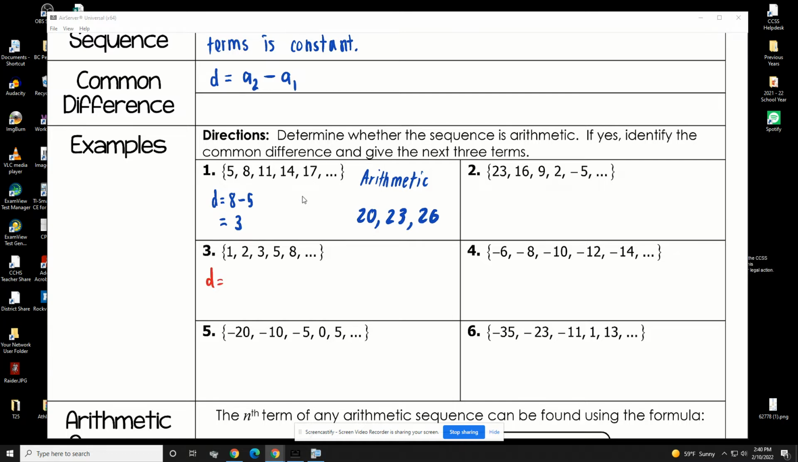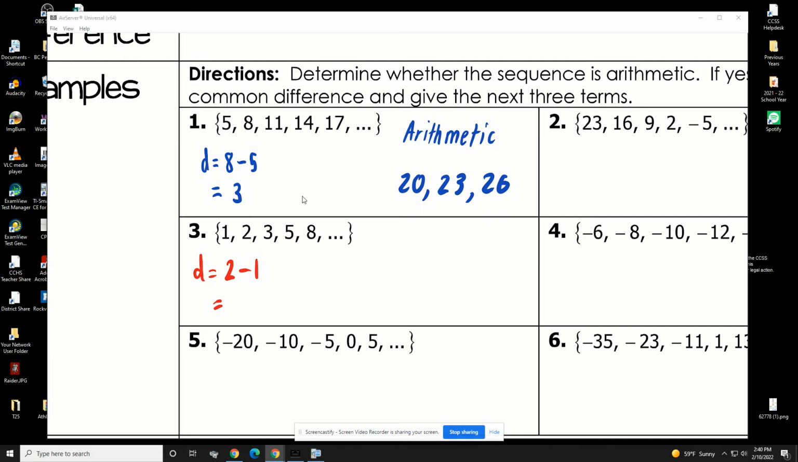Let's take the second term, 2, and subtract the first term, 1. Well, 2 minus 1 is definitely 1. Let's check if that's what's happening. Does 2 plus 1 equal 3? Yes. Does 3 plus 1 equal 5? No, it does not. I don't care that 2 plus 1 gave me 3. It's got to happen every time. It has to be constant. It's got to change the same way every time. So this one is not arithmetic.